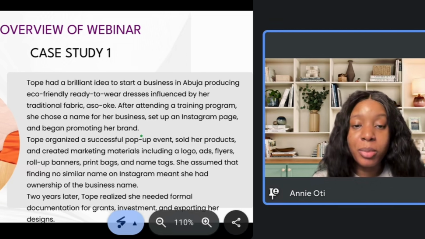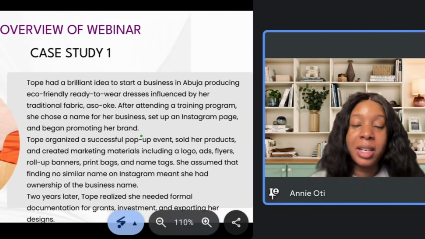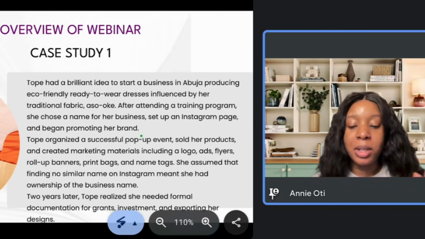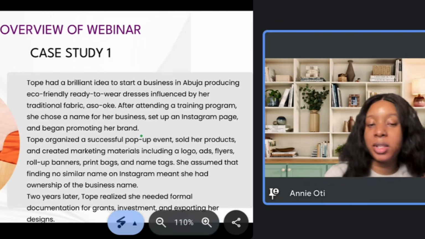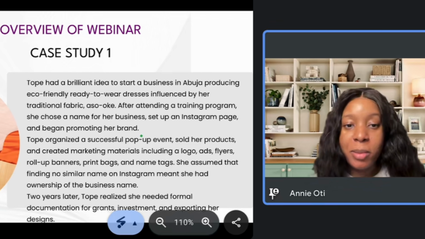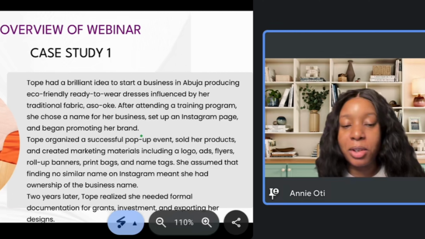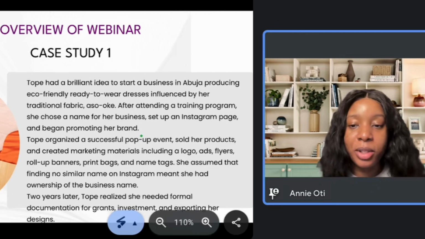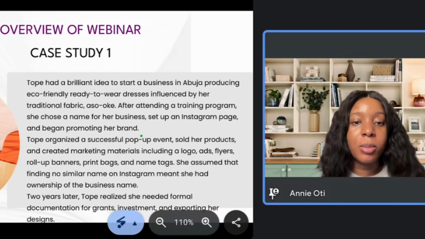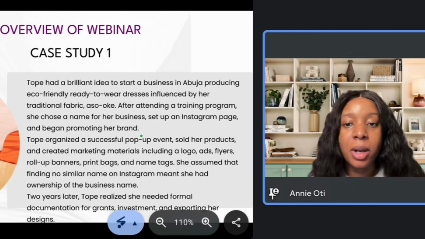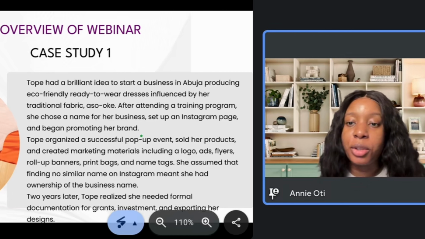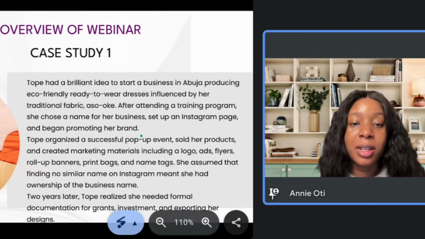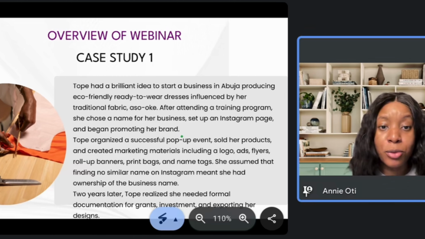I feel a lot of people do this. You have an idea and then you just immediately decide, okay, this is the name of the business. Instagram is a platform to sell. You go on Instagram and you're like, okay, I'm just going to sell on Instagram. Anyway, Tope organized pop-ups to sell her products, and she created marketing materials including logos, ads, flyers, roll-up banners.